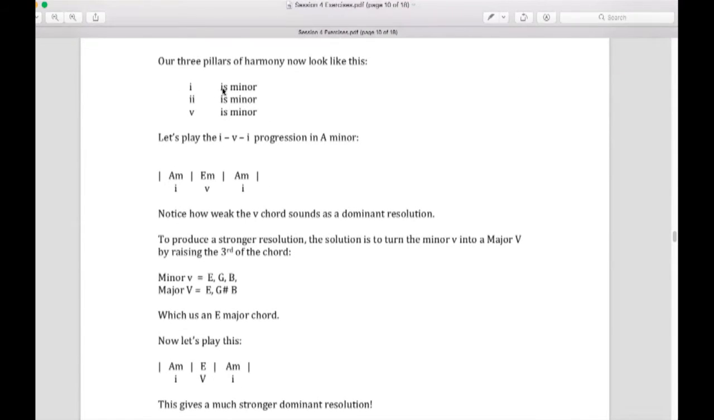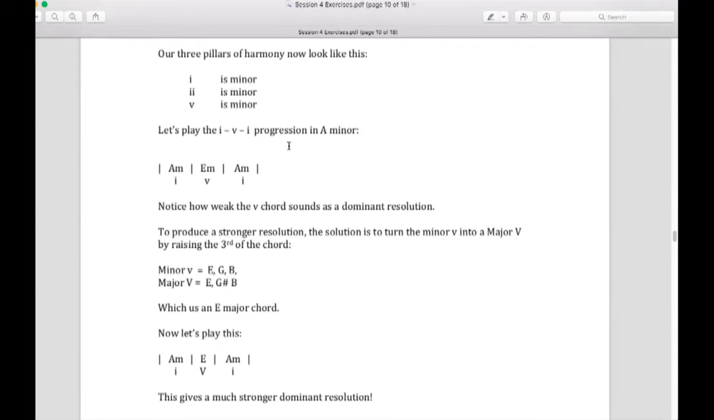So our 3 pillars of harmony look like this. Oh, that should have been a 4. Okay, I made a mistake there, but that should be a 4. Make a note of that. I'll correct that and send it out.